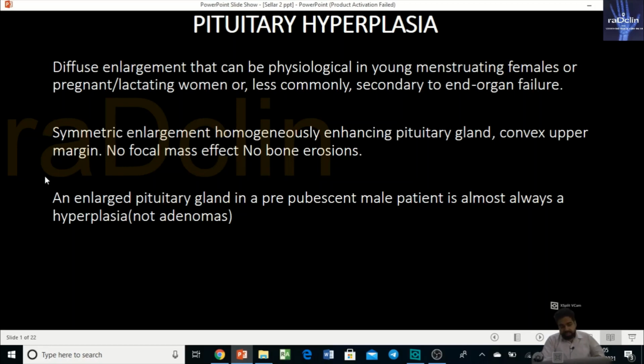So there's a dictum that we need to know: an enlarged pituitary gland in a prepubescent male patient is almost always a hyperplasia, and do not term it an adenoma. That is very important.